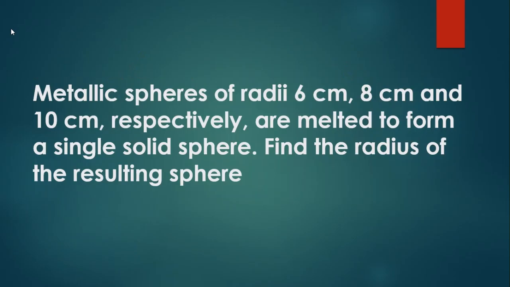Metallic spheres of radii 6 centimeters, 8 centimeters, and 10 centimeters respectively are melted to form a single solid sphere. Find the radius of the resulting sphere.